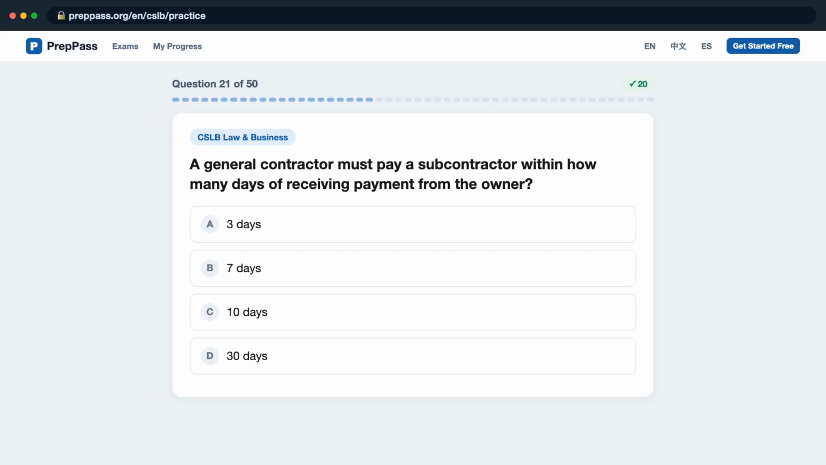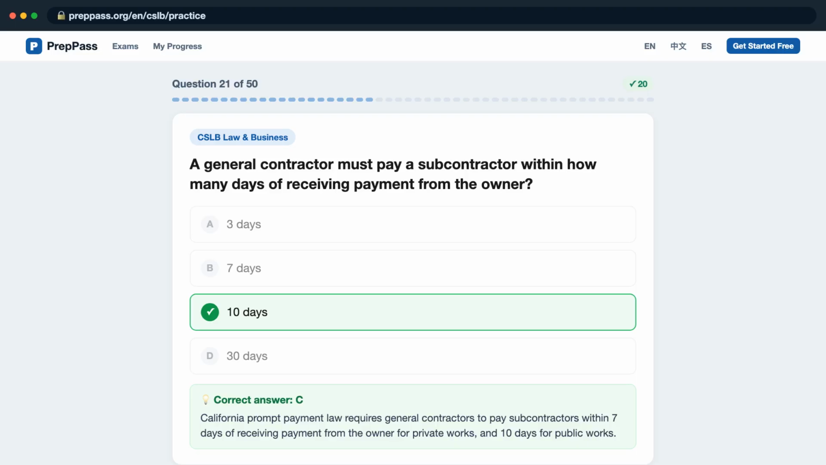Question 21. A general contractor must pay a subcontractor within how many days of receiving payment from the owner? A. 3 days? B. 7 days? C. 10 days? D. 30 days? The correct answer is C. California prompt payment law requires general contractors to pay subcontractors within 7 days of receiving payment from the owner for private works, and 10 days for public works.